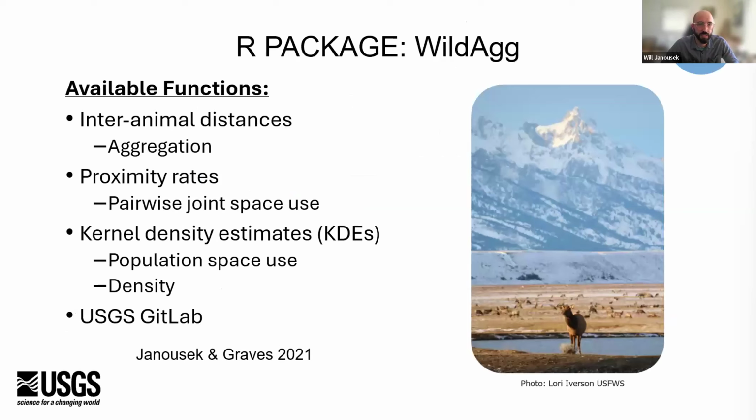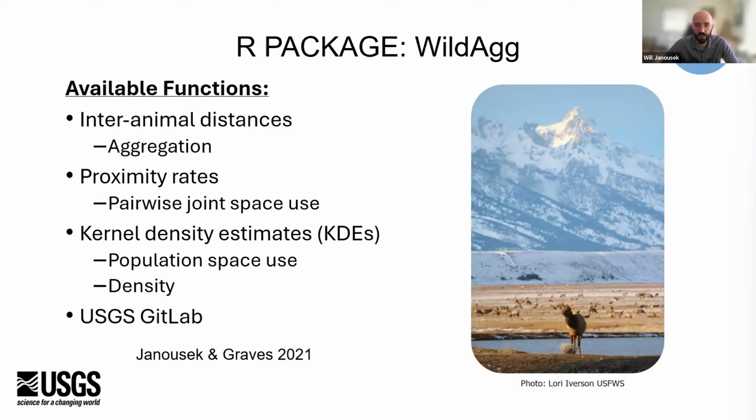So with these analyses and this data that we've been working with, we've generated an R package to make the replication of these types of analyses more readily available and to reduce the coding requirements to implement similar questions, if you have data like GPS location data and you're interested in how aggregation of any wildlife species could be changing on a landscape. So that's available on the USGS GitLab website.